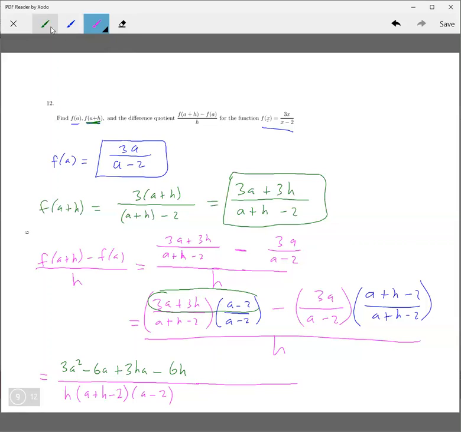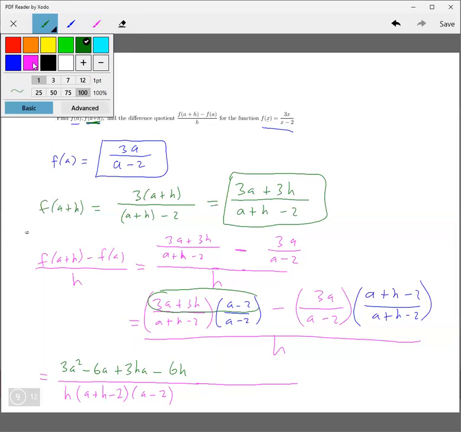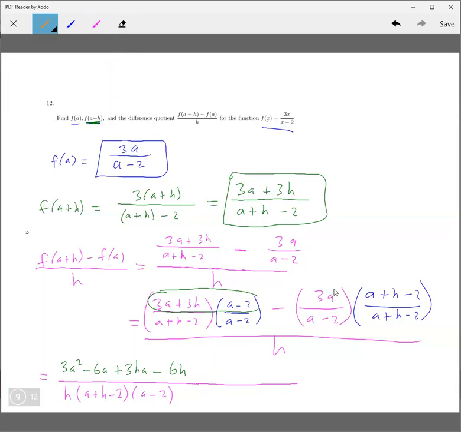Now we also have this piece right here. 3a times a is, and they're all minuses, so we're going to keep track of that. So minus 3a squared, and now we have the minus and the 3a and the h, so minus 3ah. Minus 3a times 2, that's going to be plus 6a.